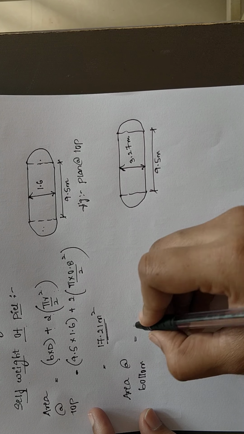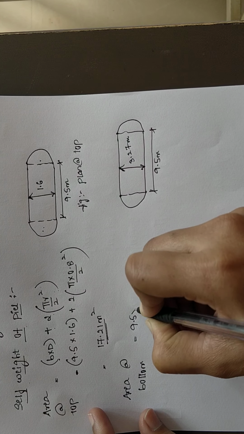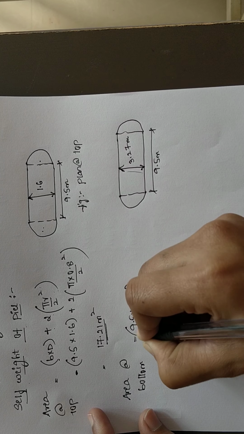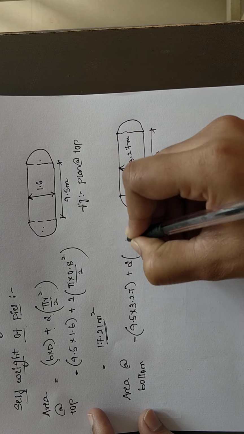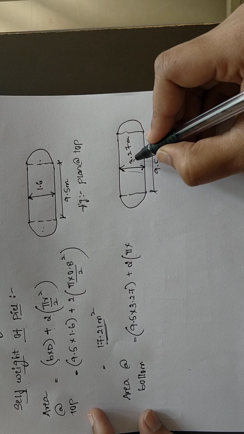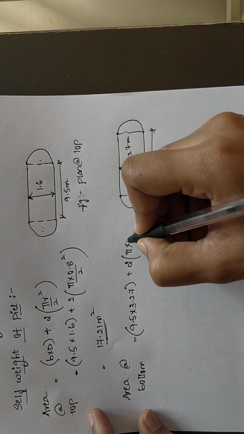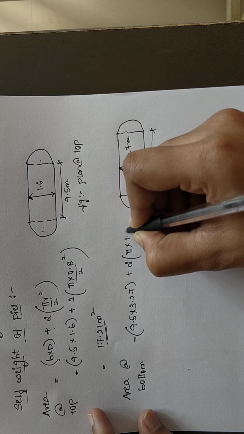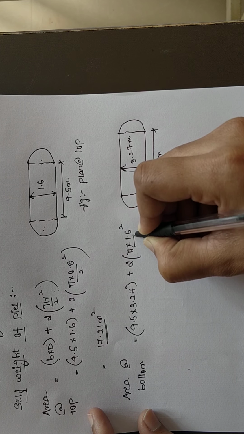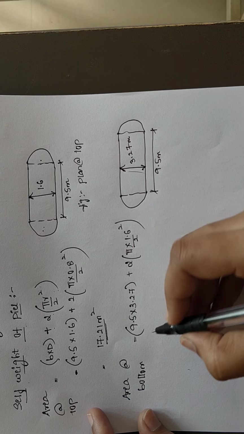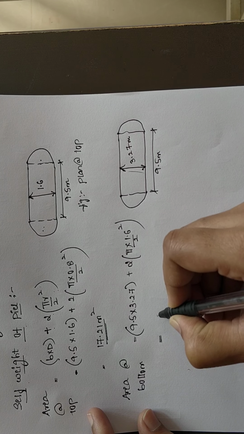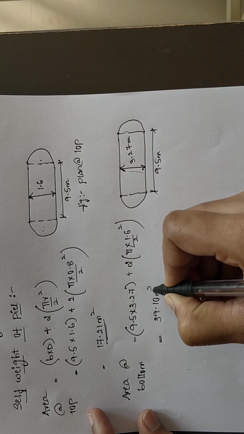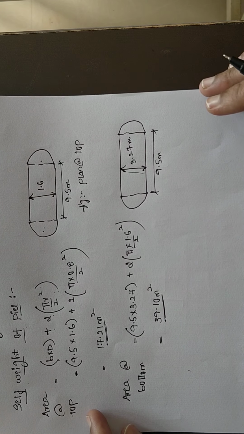Substitute it. Width is 9.5, depth will change, that is 3.27, plus twice into pi into r value, which is 3.27 divided by 2, that is 1.6 square divided by 2. Upon simplification you will get 39.10 meter square. This is your area at the bottom.